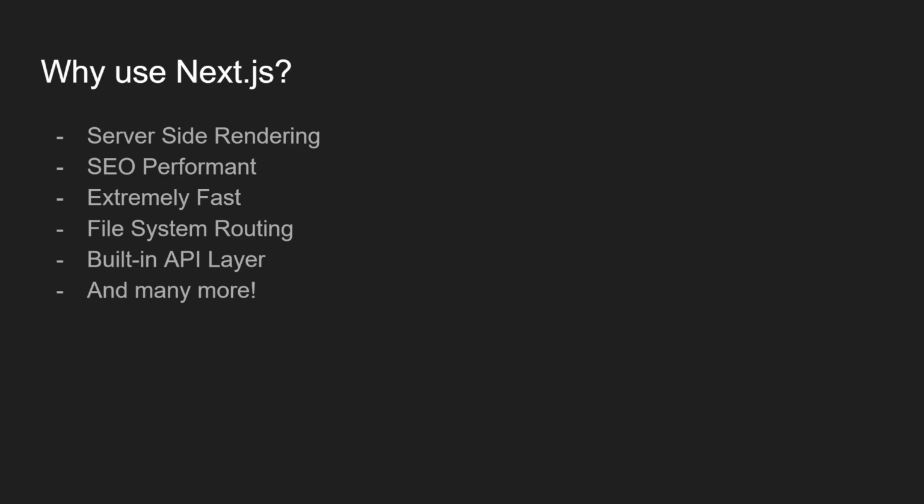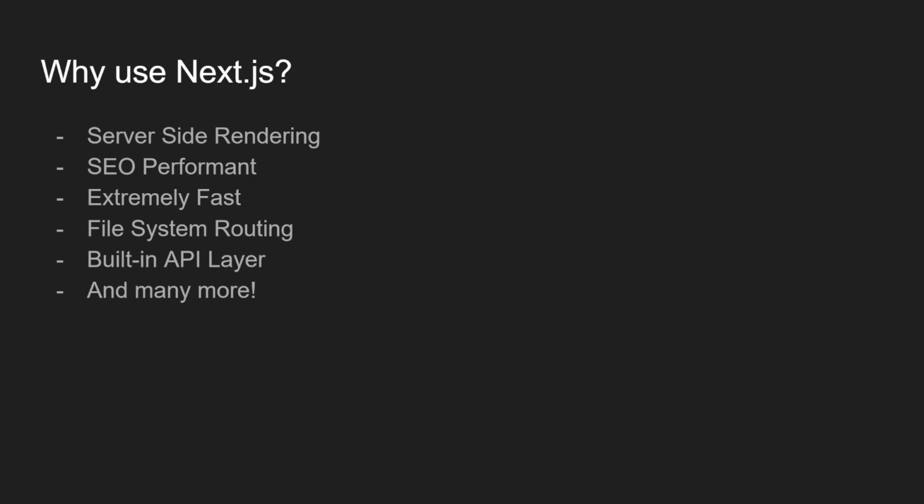You can imagine why it is much slower. Okay, and as I mentioned already, there's a file system based router with Next.js, which we'll take a look at later. There's also a built-in API layer. So let's say if you want to build a full stack application, you actually can just use the Next.js API layer. There are some disadvantages to relying entirely on the Next.js API layer.